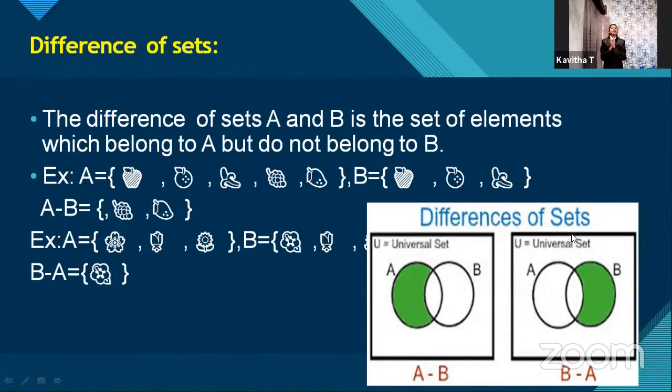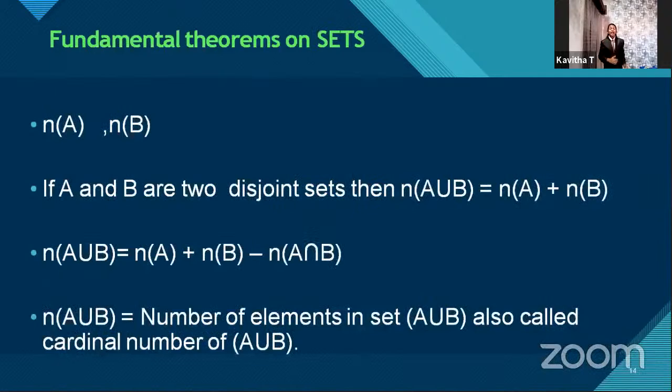Hibiscus is A minus B. For example, you can see in the slide we have an image. How to observe it? B minus A is equal to a hibiscus flower. Next we discuss the fundamental things on a set.